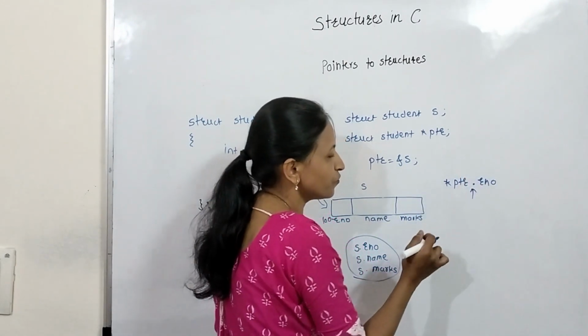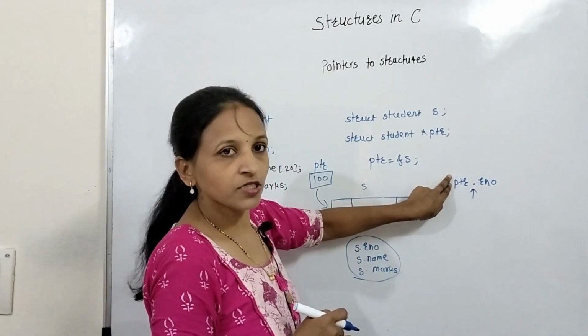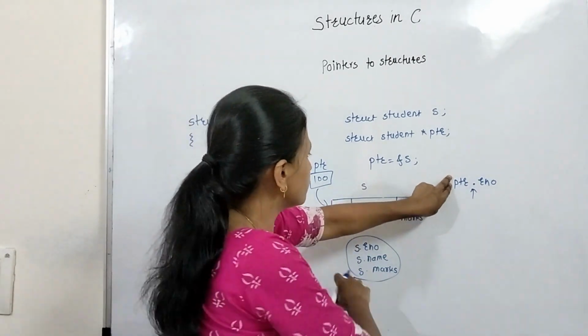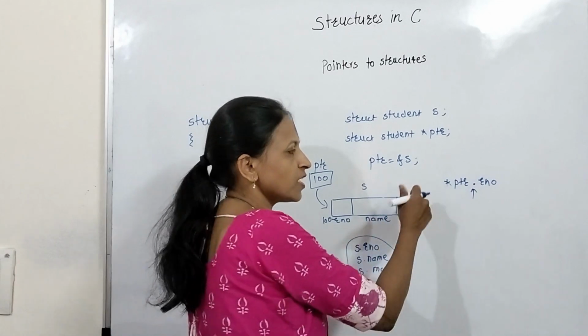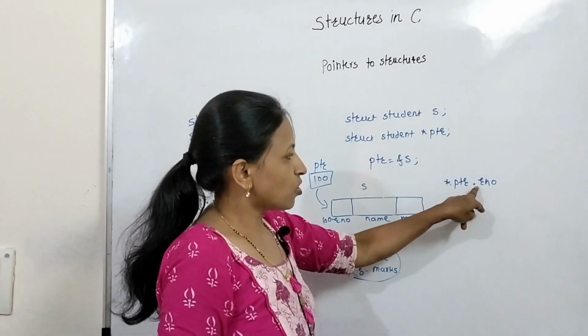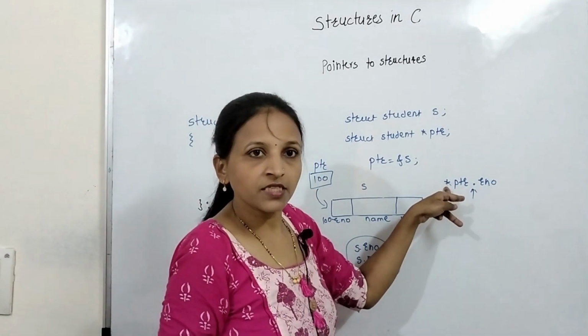It will try to fetch that RNO only by using PTR, not star PTR. If you want to access individual members of that structure variable using pointer, then you have to use star PTR. But if you are not writing that bracket, then what will happen? This dot operator has higher precedence than this star.